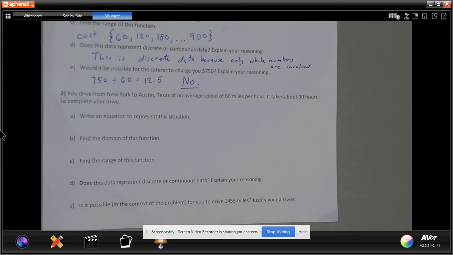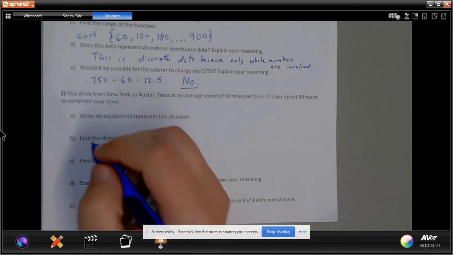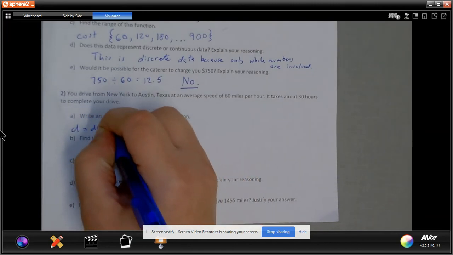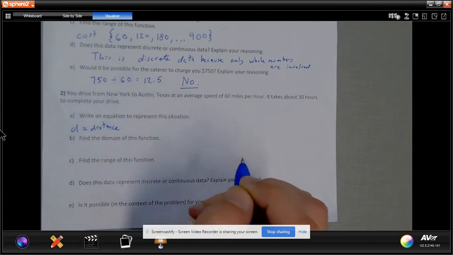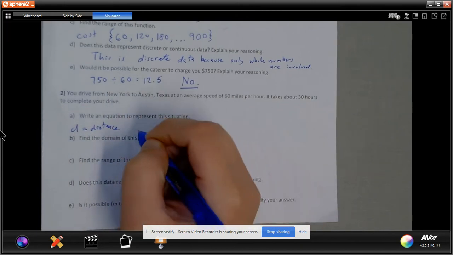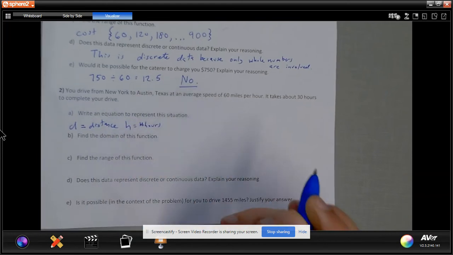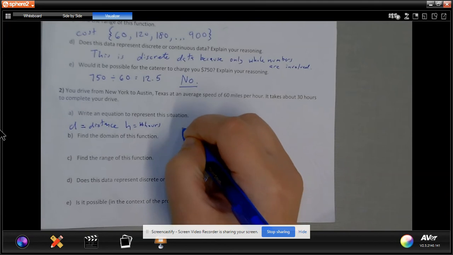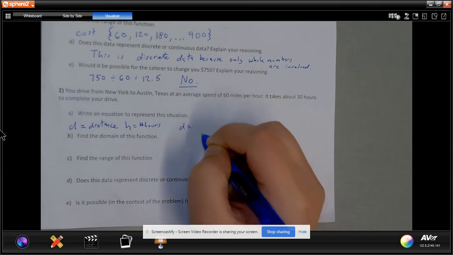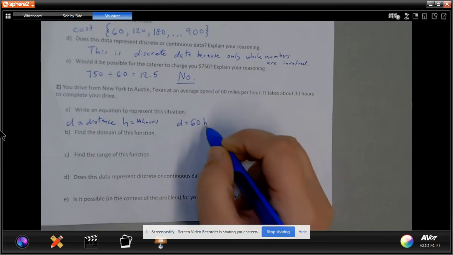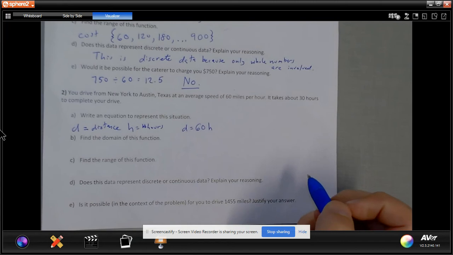All right, so here we have the distance going to take plus how long it's going to take. So we'll say d equals the distance that's being driven, and we'll say h is the number of hours that we've driven. So the equation would be how far you go is going to be 60 times the number of hours. If you went 1 hour, you're going to go 60 miles. If you went 2 hours, you're going to go 120 miles.